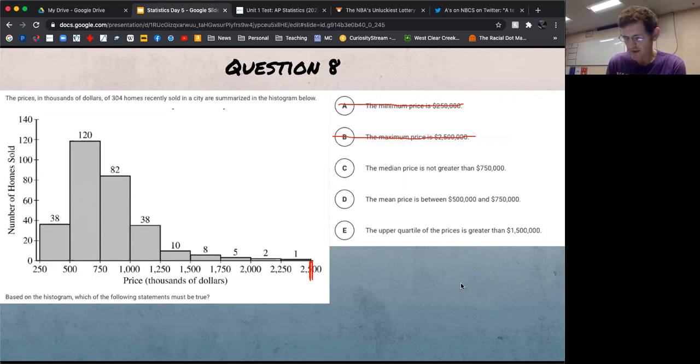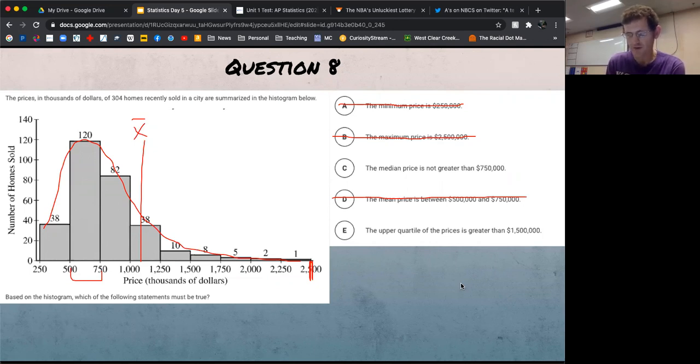The mean price is between 500,000 and 750,000. And I feel like this is one we could eliminate because you can see it's got a right skew. So that's going to pull our mean somewhere, I don't know where, but it's going to pull it somewhere. And I think it's safe to say it's not going to stay in this bin right here. So I'm going to go ahead and eliminate that as a possibility. The upper quartile of the price is greater than 1.5 million.